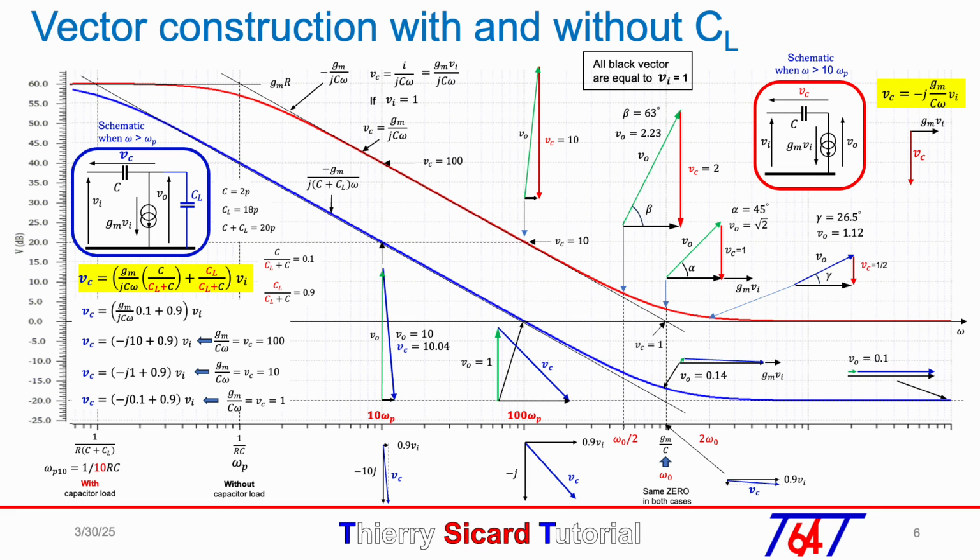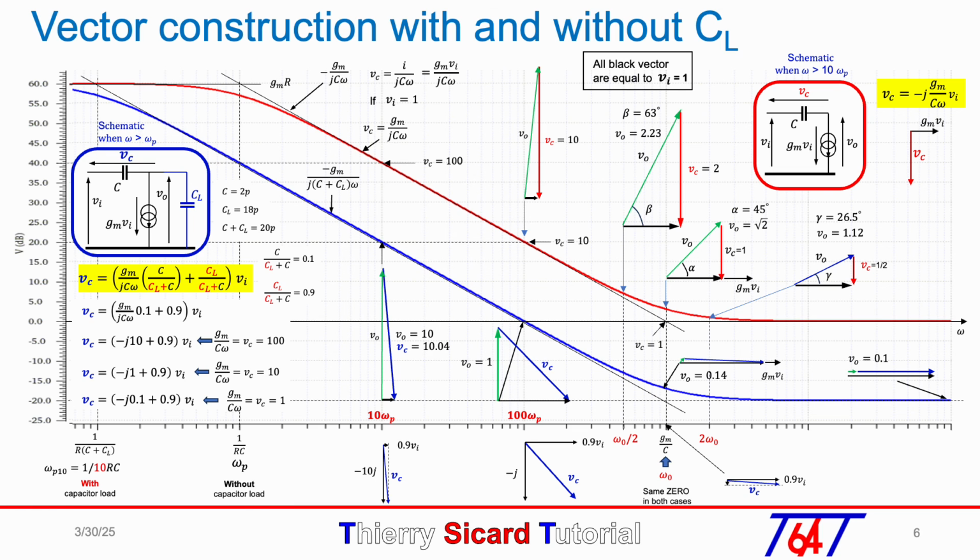So, as a conclusion or summary, we can note that for the red curve, this means without load capacitance, all Vc vectors are in red and they all have a phase of 90 degrees and an amplitude inversely proportional to the angular frequency, which means that the amplitude Vc decreases to 0. The consequence of this is that the gain Vout over Vin tends toward 1.